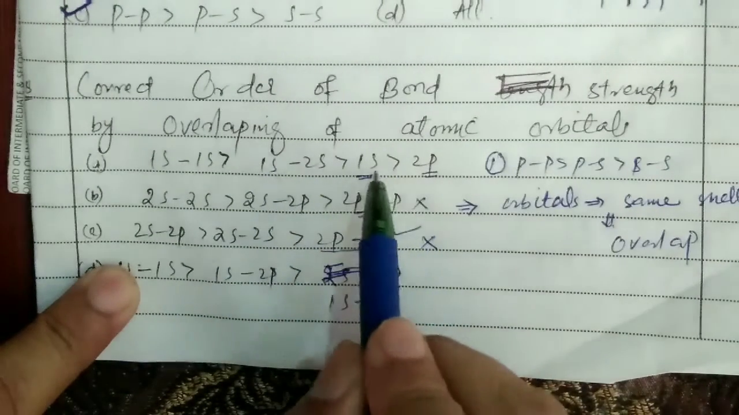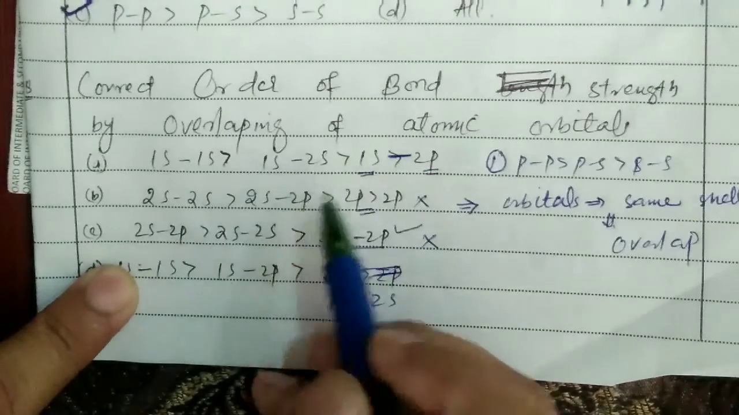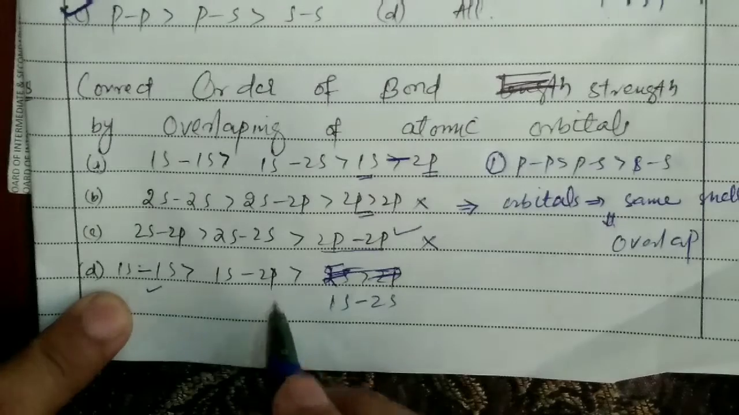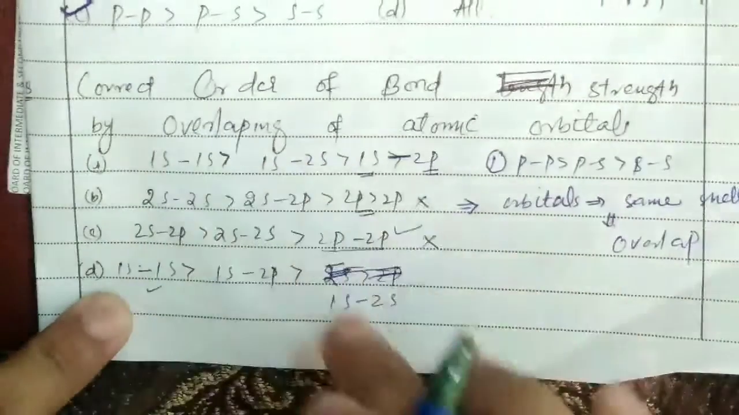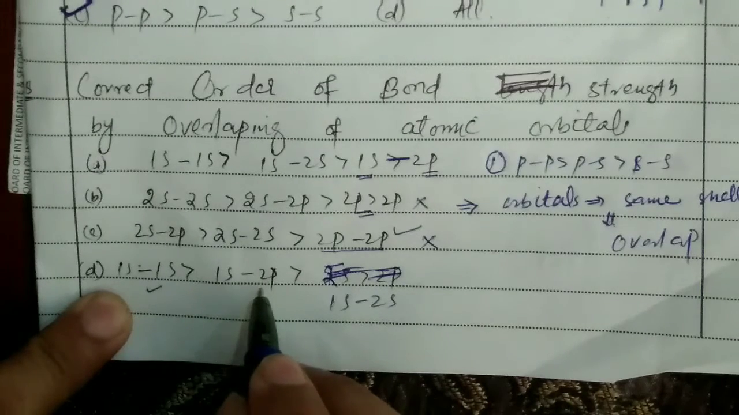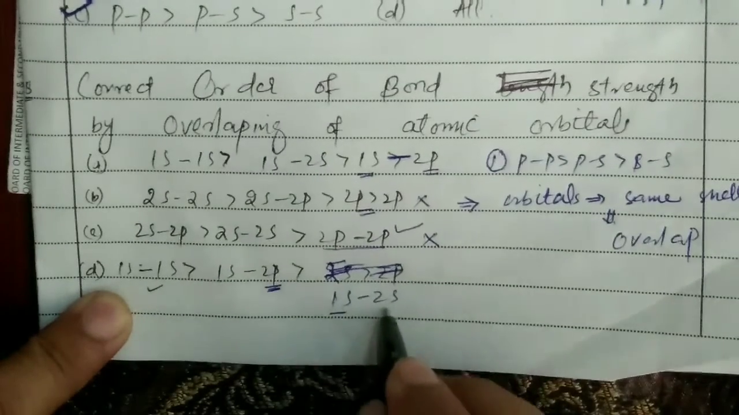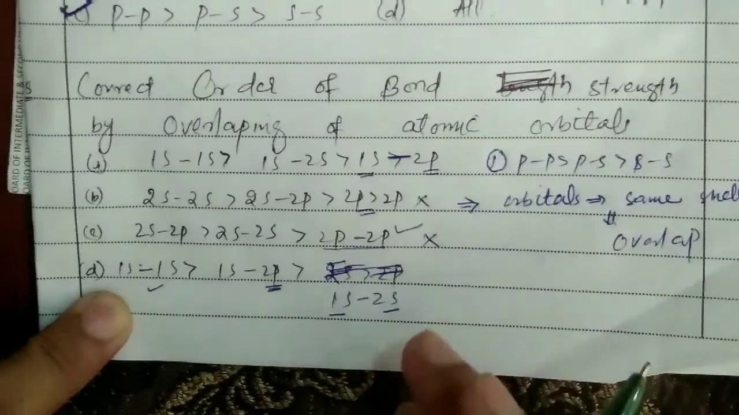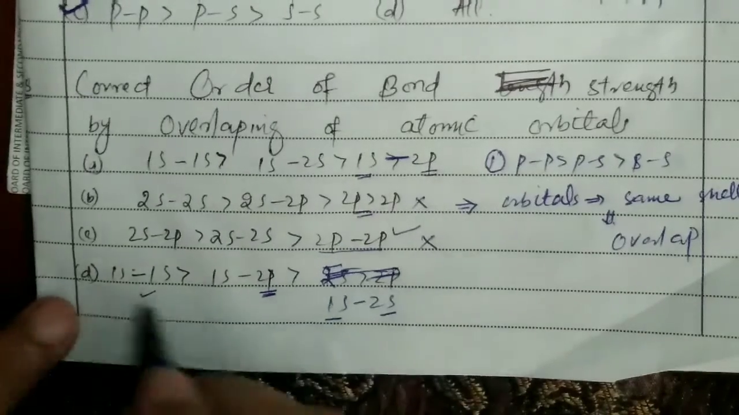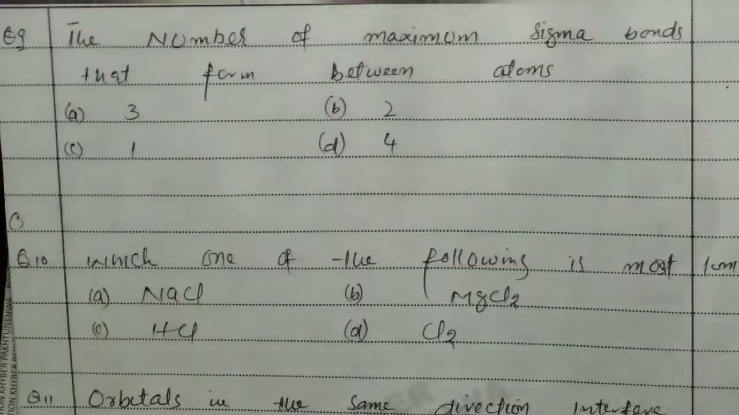So here this sequence is wrong, meaning 1s 2p overlap is greater than 1s 2s overlap. Now in D, 1s 1s overlap is greater, this portion is correct. 1s 2p is greater than 1s 2s, the same thing, but only the sequence is changed here. Here 1s and 2p belong to different shells, but this p is directional in nature. Now here, 1s 2s belong to different shells, but both are non-directional in nature, so 1s 2p overlap is greater than 1s 2s. So the correct option is D. So what is the answer? D. Now consider MCQ question number 9.